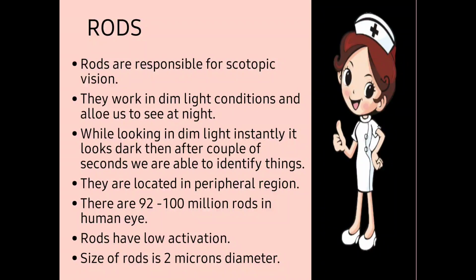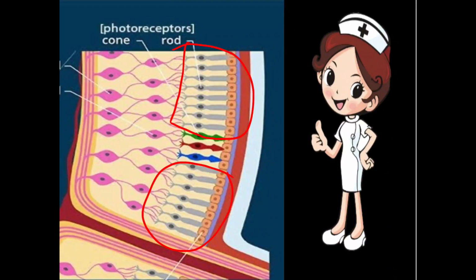There are 92 to 100 million rods in the human eye. They are very much in number. Rods have low activation. Why do they have low activation? Because instantly we find that it looks dark, then after a couple of seconds we are able to identify things. That means they have low activation. They work slowly. Size of rods is 2 microns in diameter. Their size is too small.